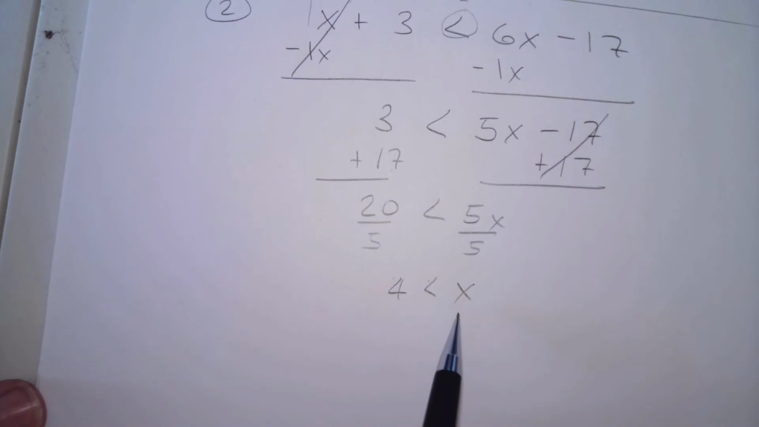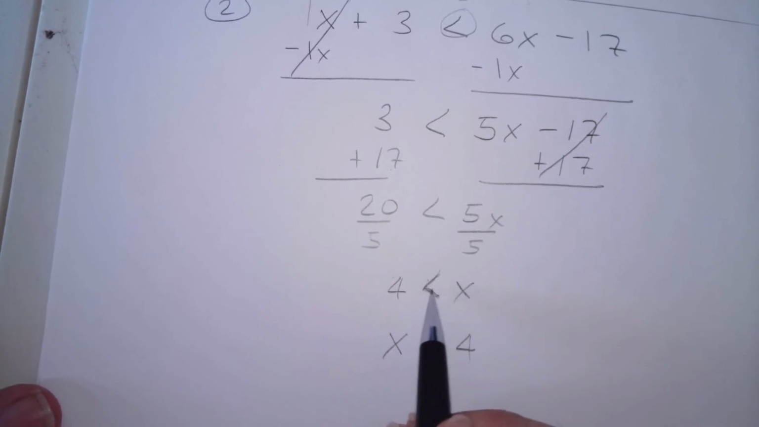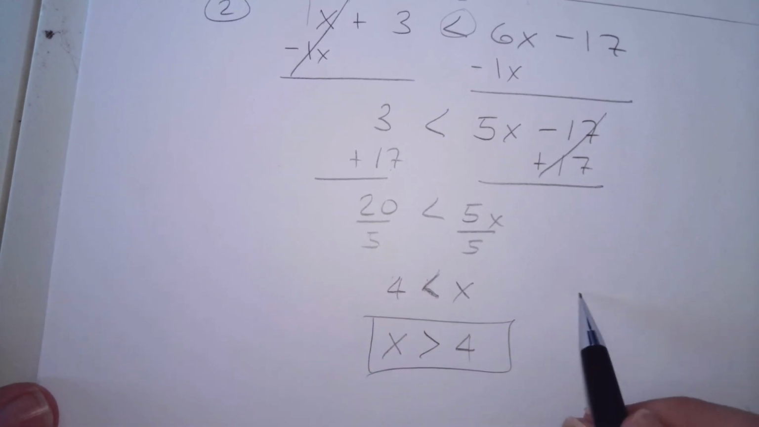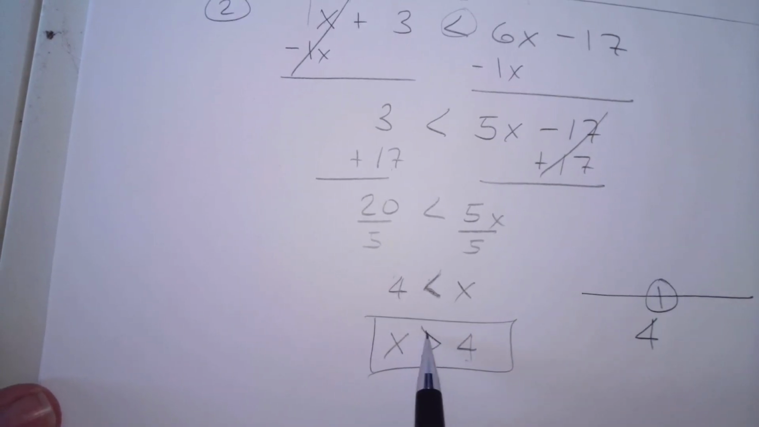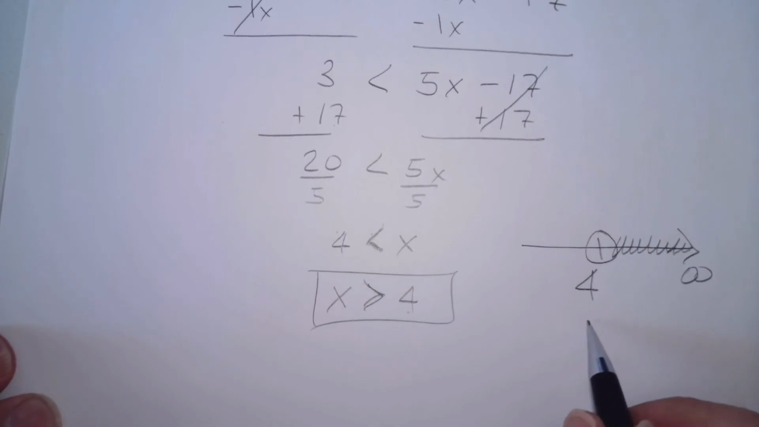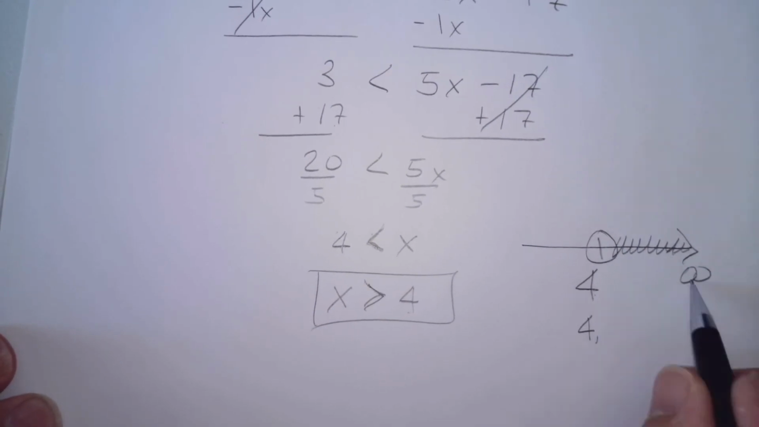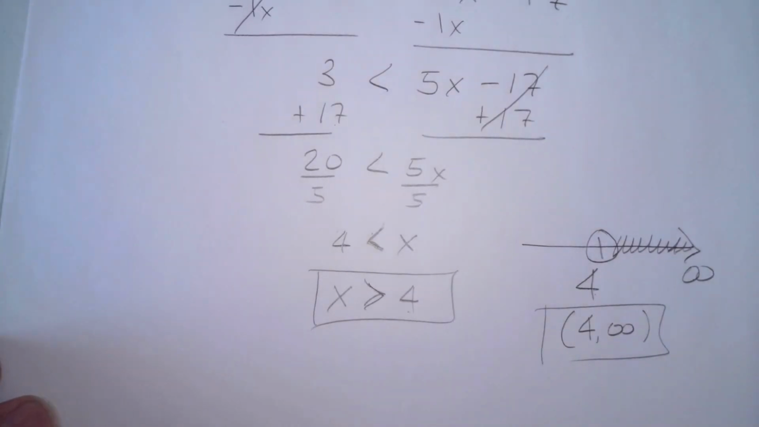Again, it looks ugly with the x on the right-hand side, so we can move them around. But be careful, that arrow still has to point towards the 4. There's your answer. Starts at 4. It's an open circle, and it's going to the right. It's going to infinity. So the interval notation for infinity, open, is the parenthesis.